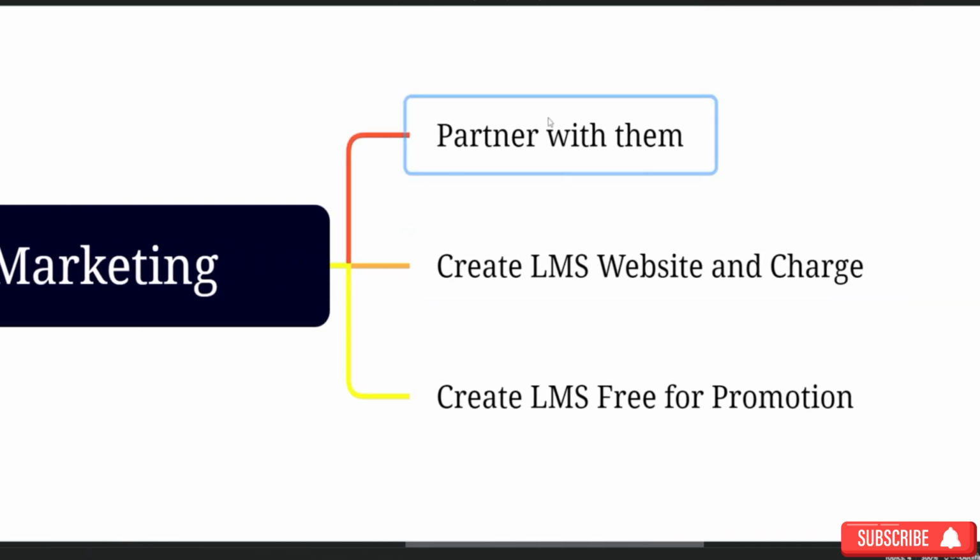So there are 3 ways to partner with them. The first one is to partner with them. You offer them that I have created a course, I have an LMS website, I have a great course, and that course is good for your audience, and let me know if you would promote my course. 50% or 40% would go to your account and 60% would go to my account. Let's partner. And most of them who don't have courses would for sure partner with you.